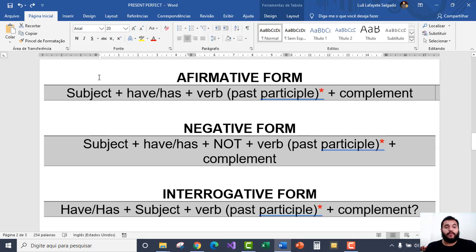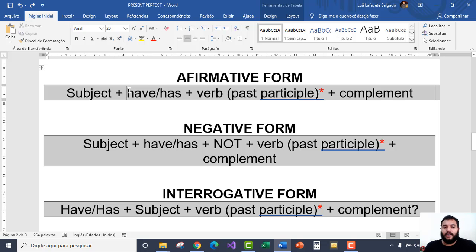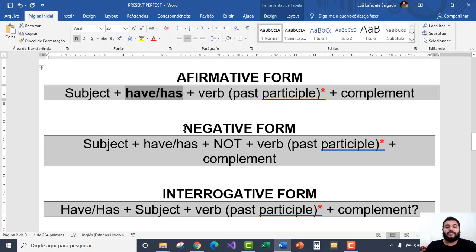In affirmative form, we need to put our subject, and there is an interaction with the subject. With I, you, we, they, I use have. He, she, it, has. Remember, simple present. Then we put the verb, but now the verb needs to be in past participle, and then a complement. I give this icon here because we need to remember if the verb is regular or irregular.